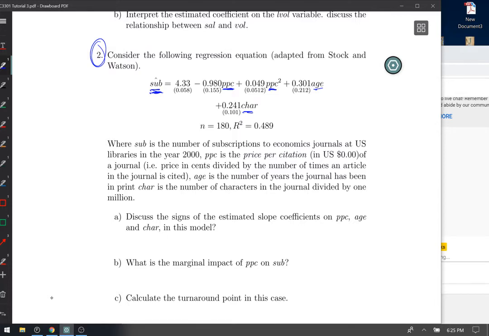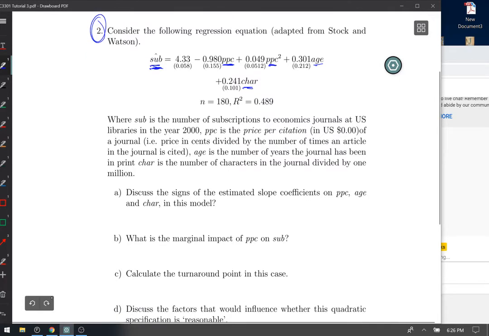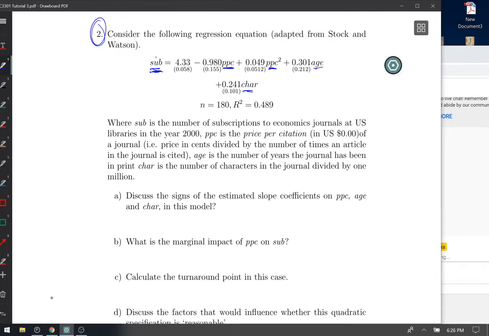Okay, first we discussed the sign of the estimated coefficients on PPC, age and characters in this model. So we did this already. We went through this at length in the tutorial. It's saying that for a 1 unit increase in PPC, subscriptions will decrease by, it must be in thousands, minus 0.08 or however many thousands. So it has a negative effect, which makes sense because as the price per citation increases, they're in essence getting fewer citations for the money they're spending, so they're paying more on average for a lesser quality journal. So of course it's going to lead to lower demand.